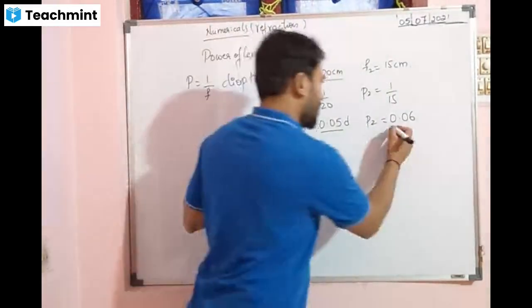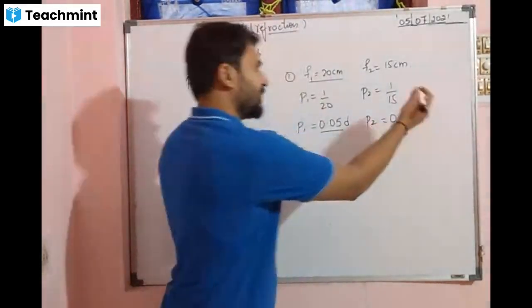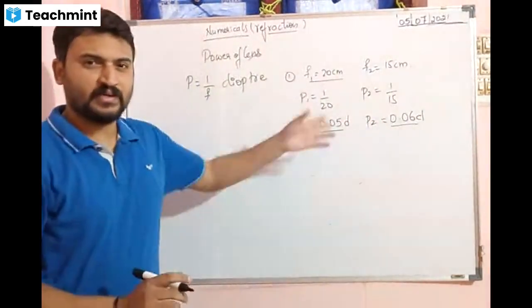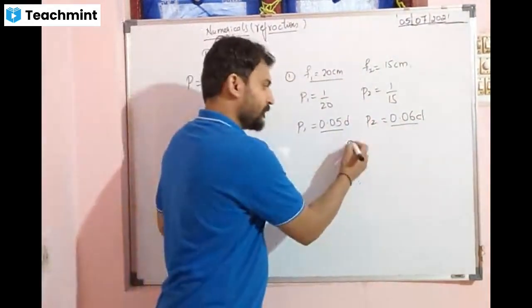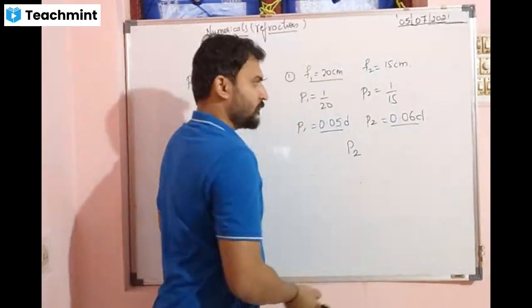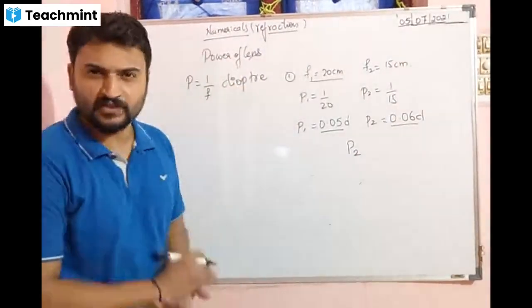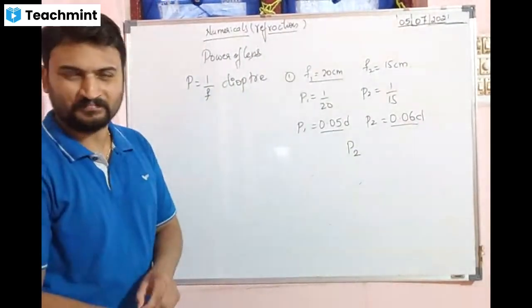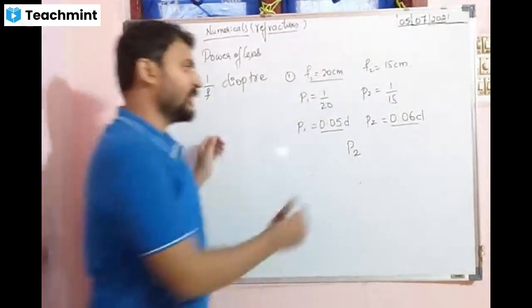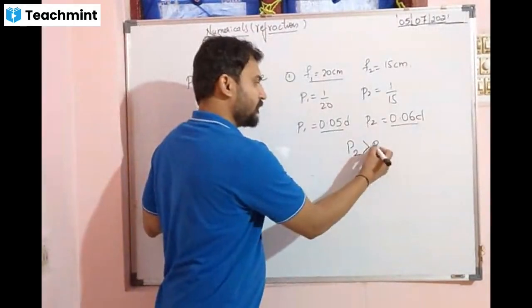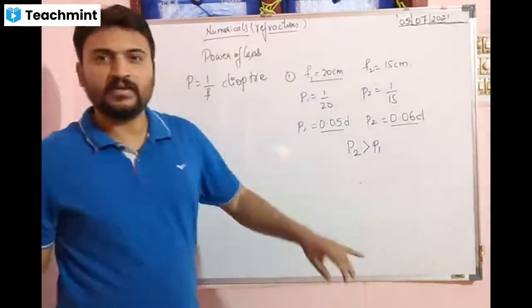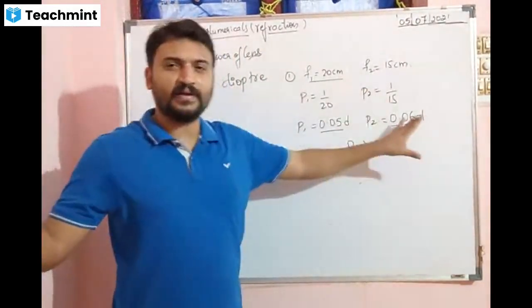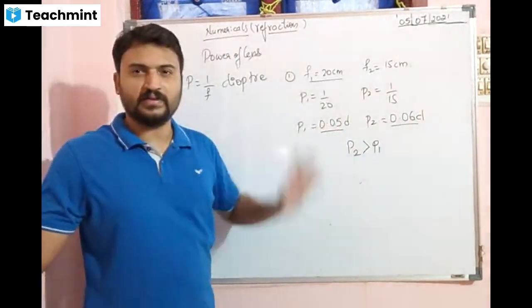So approximately, tell me, looking at these two, which one is bigger? P1 is greater or P2 is greater? 0.05. P2. 0.05 is bigger than 0.06? Are you sure? No, sir. 0.06 is bigger. The power of the second lens is greater than the power of the first lens.